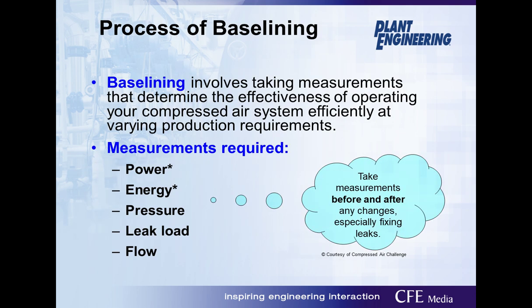So baselining, again, we want to look at the operation of the compressed air system, how efficient it is, and how it varies with the production requirements, putting it in terms of production. The measurements you really want to look at: power, so we're talking about kW, and energy, which is kWh. We're going to talk about pressure in PSI. We're going to look at leak load, so how much are you actually leaking? And then, of course, flow, which is CFM.